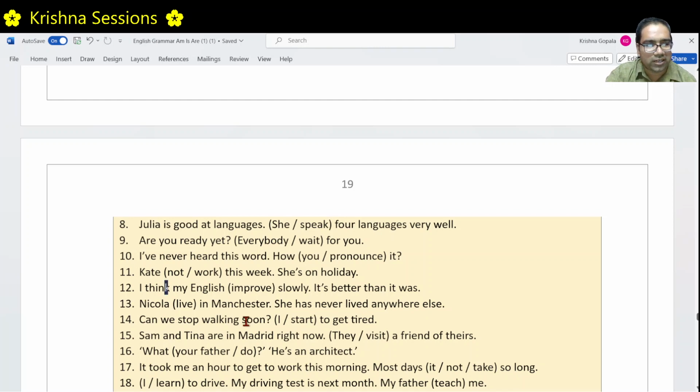Can we stop walking soon? This is again at the time of making the statement. At the time of the sentence, right? I am starting to get tired. That is the correct form.